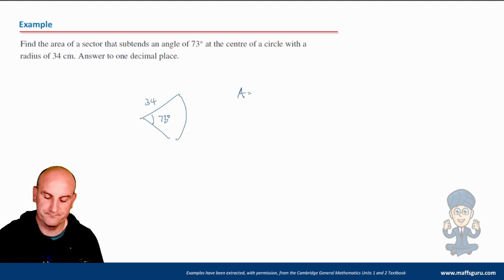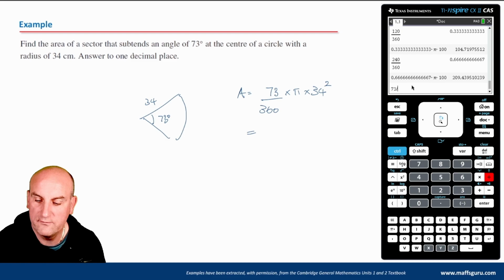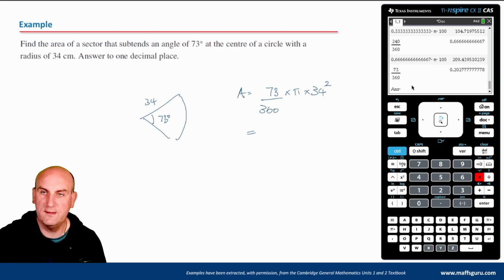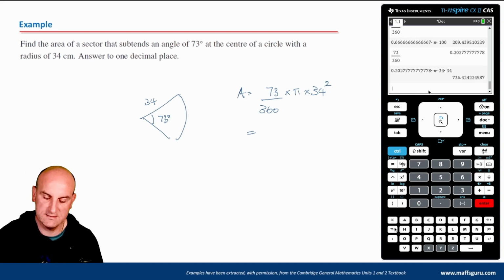Okay, so the area is going to be 73 divided by 360. So there's that fraction of the area of my circle, which is pi times radius squared, which is 34 squared. So again, to fire up my calculator, I've got 73 divided by 360. I'm going to times that by pi. I'm going to times that by 34 times 34. Gives me 736.4, 1 decimal place, centimeters squared.